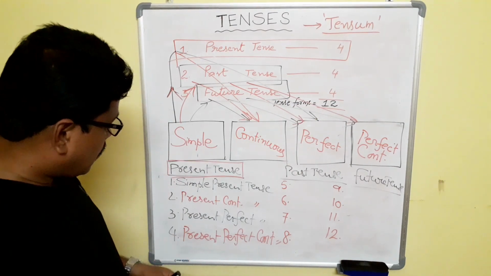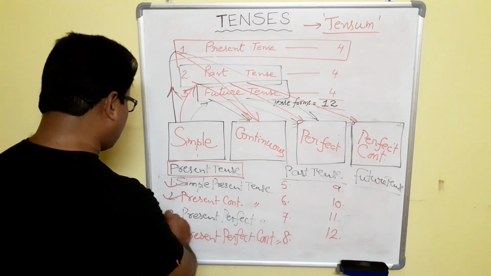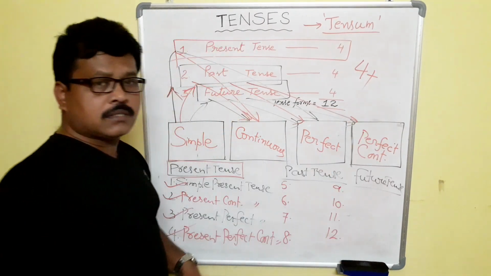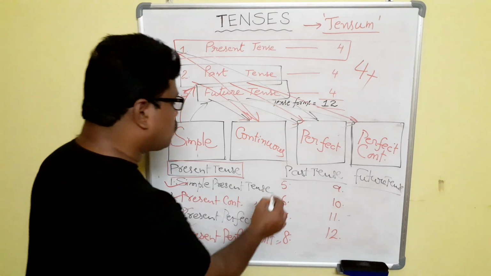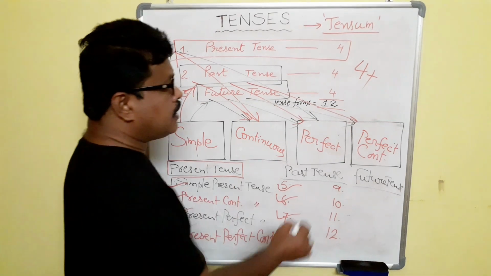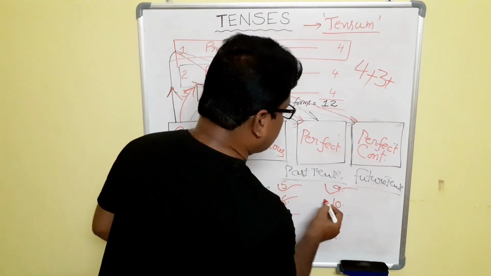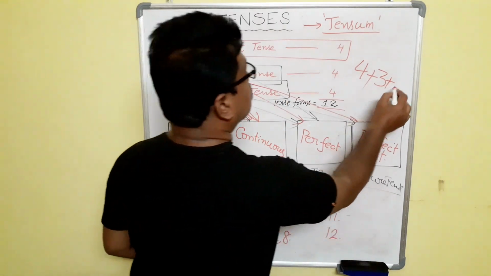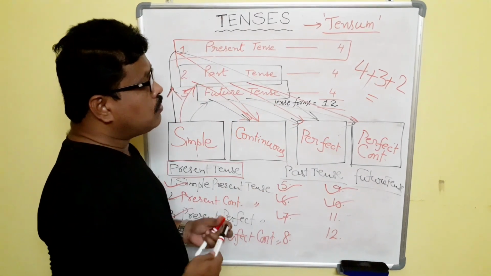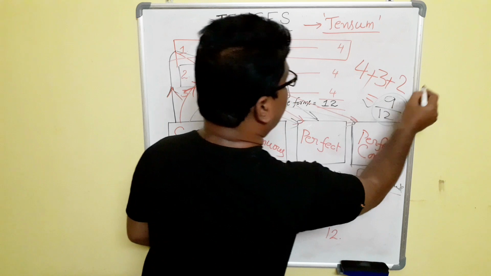Out of these 12 forms, when it comes to present tense, all the 4 are very important. Now past tense, first 3 are very important. In future tense, only the first 2 are important, 9, 10. So how many are there? 4 plus 3 is 7. 7 plus 2, 9. So 9 out of 12.